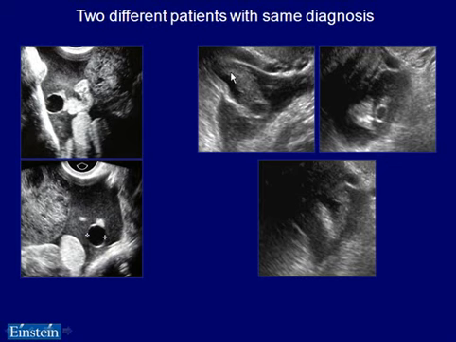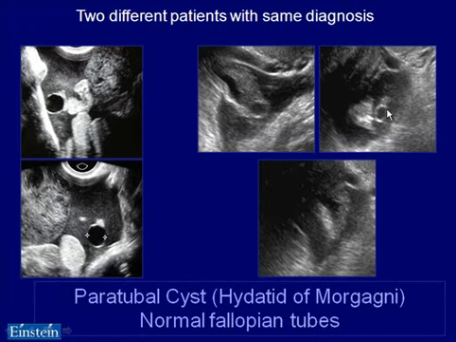Here's another patient, a similar situation. Here is the tube with a tiny little cyst at the end of it. These are paratubal cysts, also known by their fancier name, hydatids of Morgagni, and these are normal fallopian tubes. Not infrequently, we only see the cyst and we don't really appreciate the fallopian tube, but I would argue that if you find one of these, you should look, and you might actually be able to appreciate that it's coming out of and related to the fallopian tube.